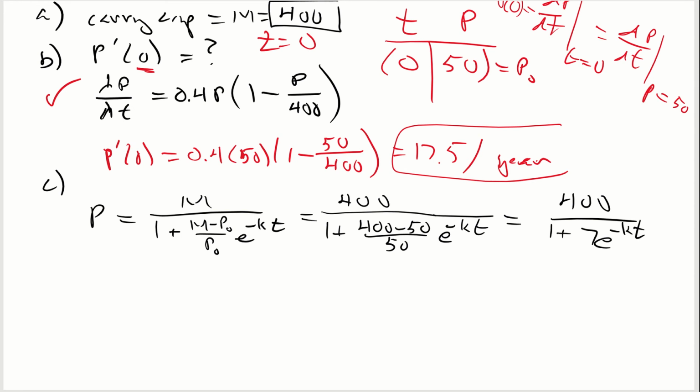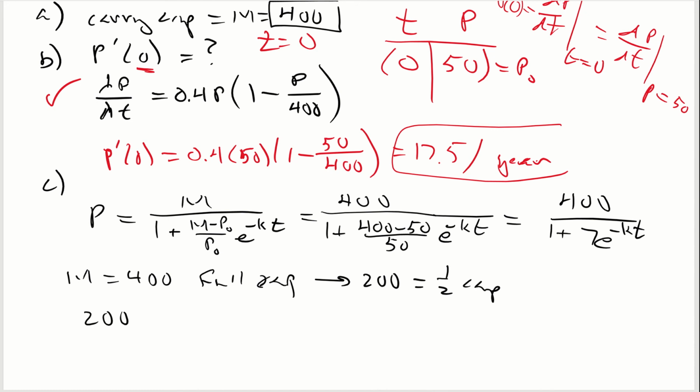Our question was, when will it reach 50% of the carrying capacity? Well, since M is equal to 400, which is full capacity, then 200 is equal to half capacity. So we're going to set this function equal to 200 and solve.